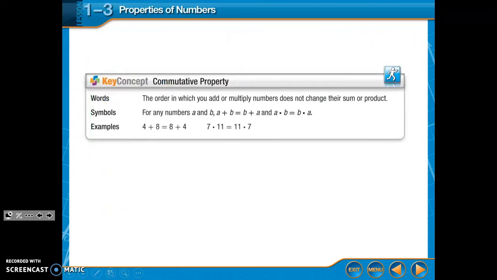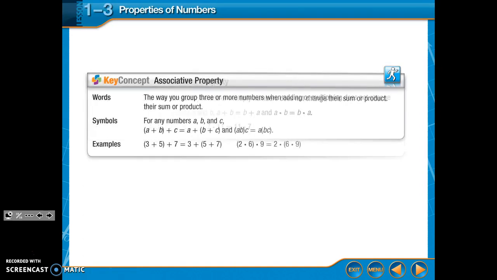Okay, the next property that we want to look at is the commutative property, which says the order in which you add or multiply numbers does not change their sum or product. For any numbers a and b, a plus b equals b plus a, and a times b is the same thing as b times a. So you can switch the order.